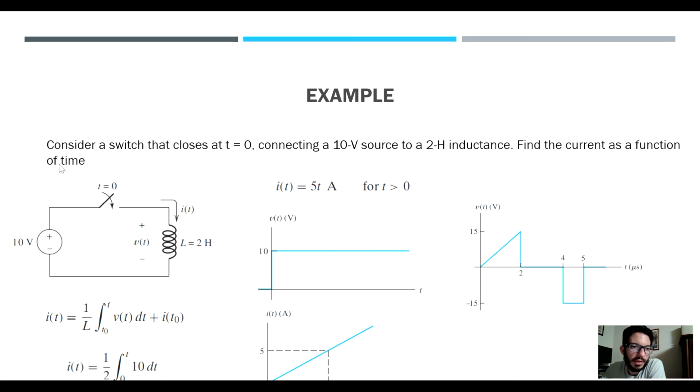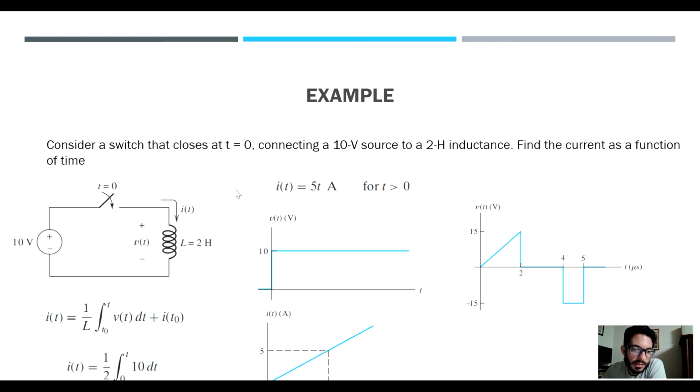So for example, they give us a DC circuit that says that at initial time 0, the switch is closed, and then we're connected to a 10-volt source or a battery with a 2 Henry inductance. This inductor has units of Henrys. Inductance has units of Henrys, and the value is 2 Henrys for this particular inductor. They're asking us to find the current as a function of time. So the answer is 5t, but how do you get to this answer?